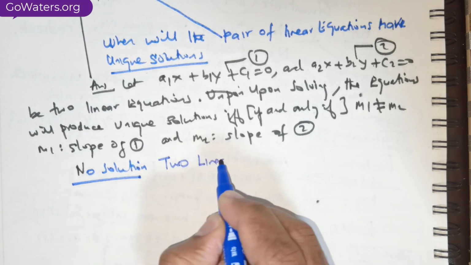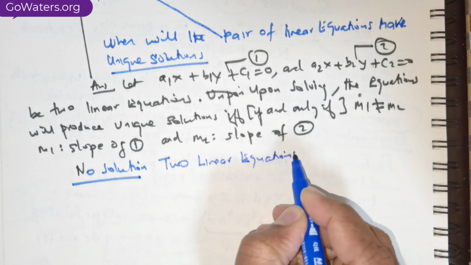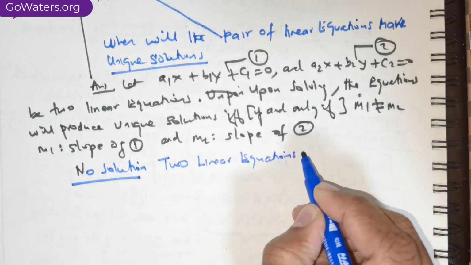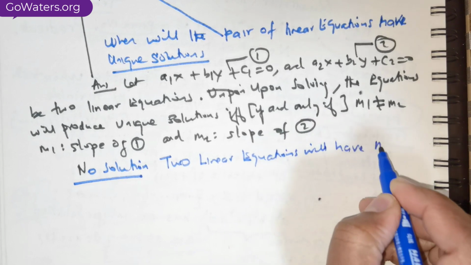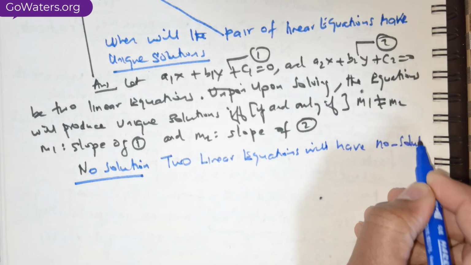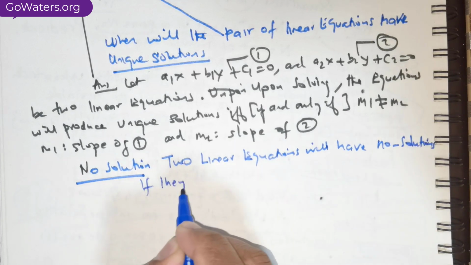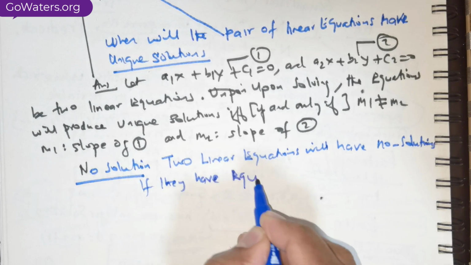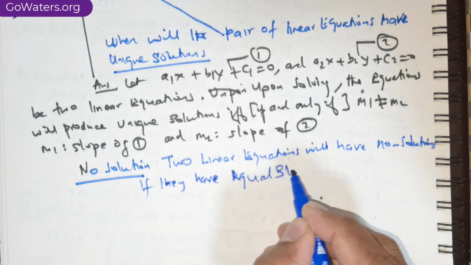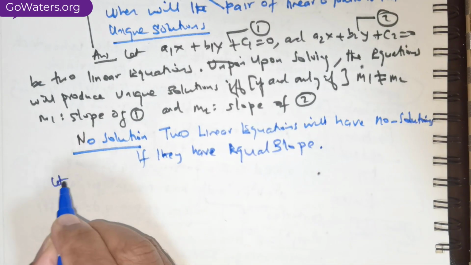Two linear equations will have no solutions if they have equal slope, right? So what does it mean by that? Okay, let me give you an example.